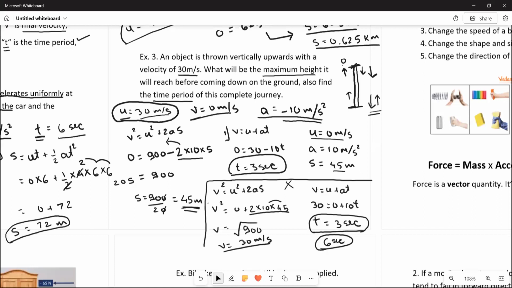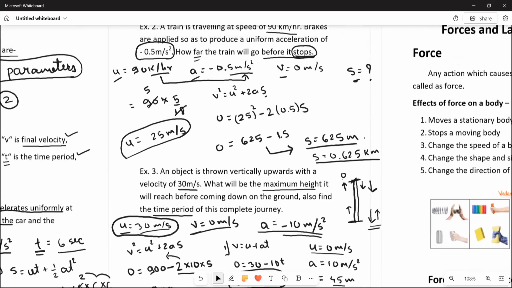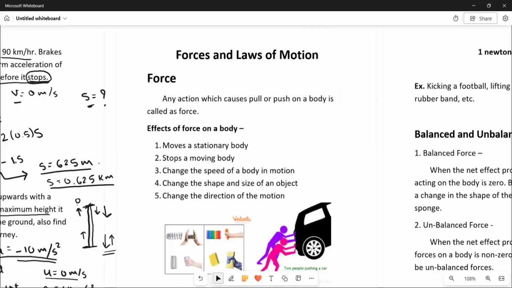So with this, our motion chapter is completed. We have discussed all types of concepts related to motion. We have also discussed the equations of motion now, and with this, our motion chapter will end, and we'll start with our next chapter, that is forces and laws of motion. This will be our chapter number 2, that is forces and laws of motion.